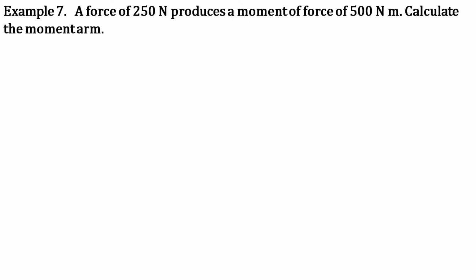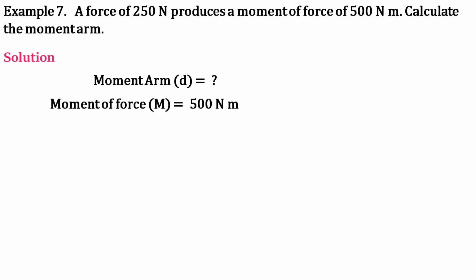Now this is the last numerical we'll be solving. A force of 250 Newton produces a moment of force of 500 Newton meter. Now here you can see the value of F is given and the value of M is given. What is the question? Calculate the moment arm. Moment arm, as you all know, it is D. This is unknown. Moment of force is 500 Newton meter and the force F is 250 Newton.